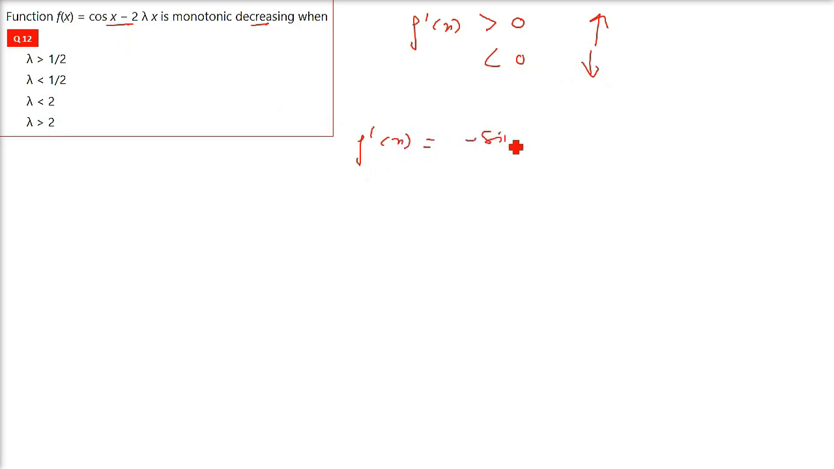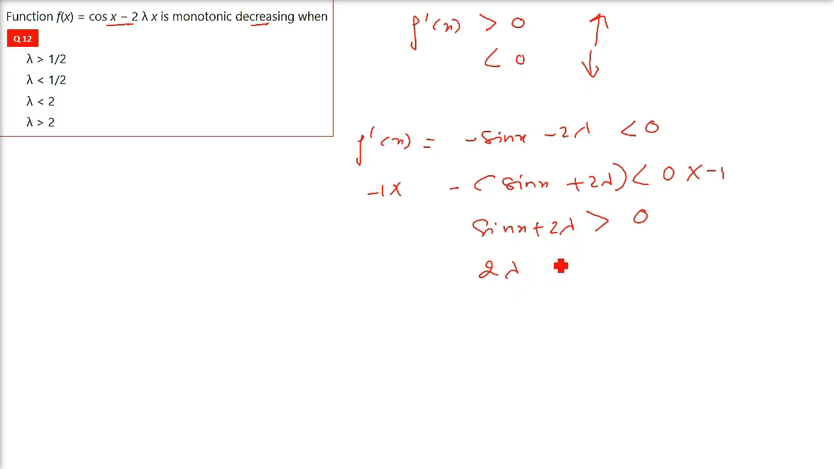Cos x differentiates to minus sin x, and minus 2 lambda x to minus 2 lambda. So this is monotonic decreasing, so it is less than 0. We are not dealing with negative, so I'm taking minus outside. It is less than 0. Multiplying both sides by negative 1, the inequality sign is going to change and the negative sign will become positive. It will remain 0. This is going to be sin x plus 2 lambda.